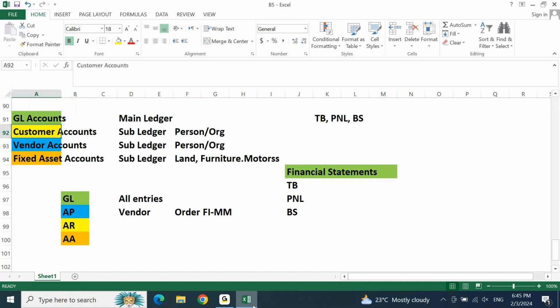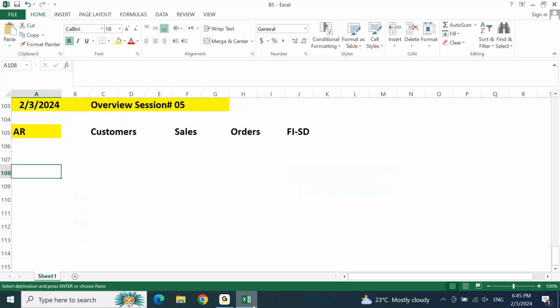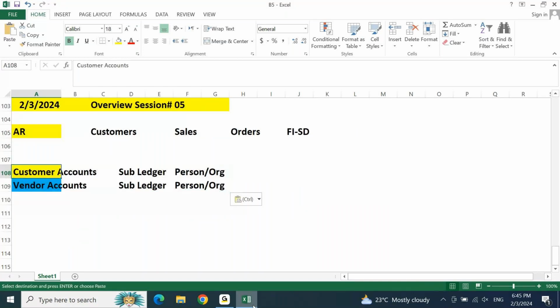I'll put customer, vendor here. When I put customer account, when I put vendor account, we are able to understand we are talking about sales and purchases. Sales and purchase is typically a single transaction between two parties called customer and vendor.